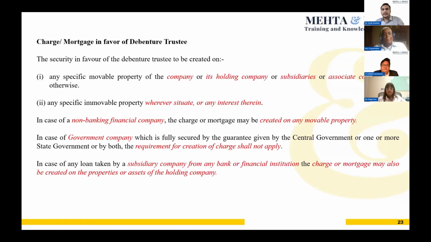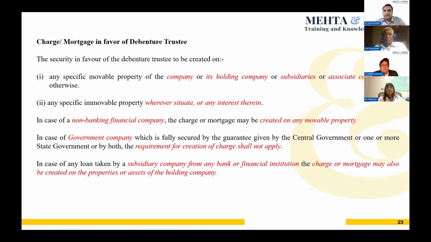So, moving on to the next, for debenture trustee, a charge or a mortgage is to be created in favor of a debenture trustee. This is applicable in case of secured debentures only. And similarly, the security for the debentures by way of charge or mortgage shall be created on any specific movable property of the company or its holding company or its subsidiaries or associate company or otherwise, or any specific immovable property wherever situated or any interest thereon.